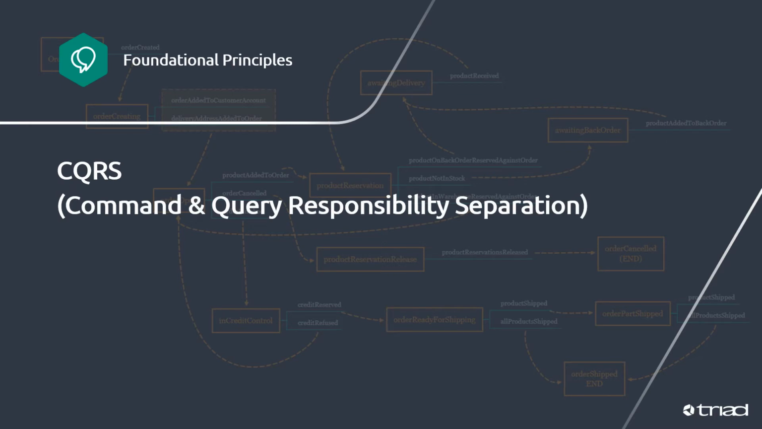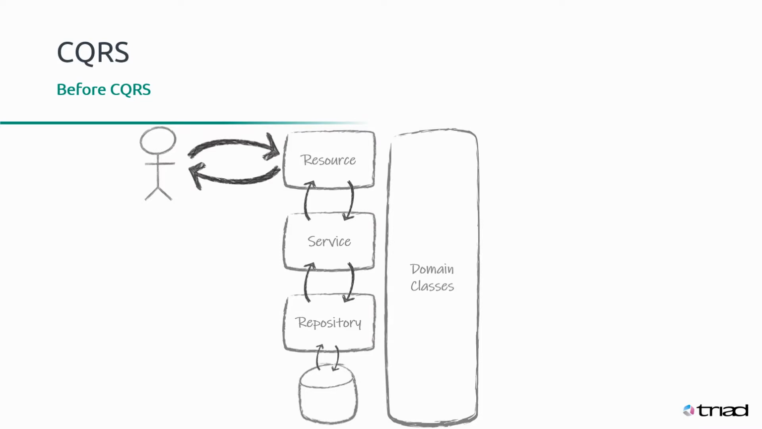First up is CQRS, or Command and Query Responsibility Separation. The most common way to interact with a repository is as a CRUD store. The same domain classes are used between read and write, or command and query, and often between multiple architectural layers. This is often fine and exactly what we need, but sometimes needs become more complex.